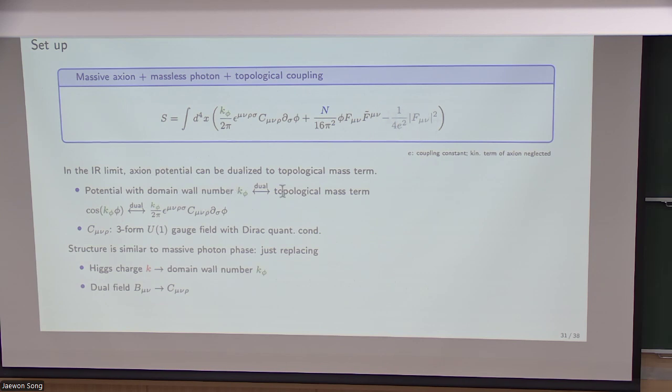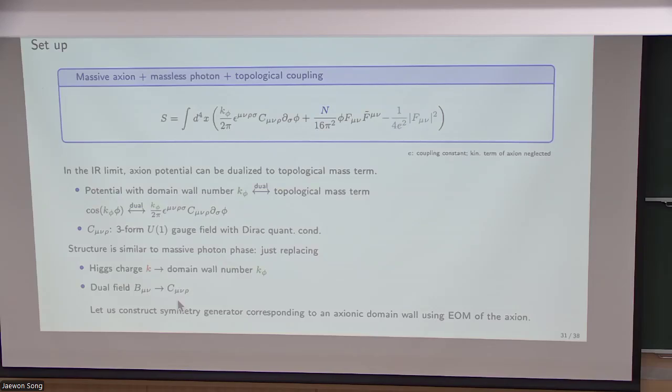In the low energy limit, the axion potential can be dualized to the topological mass term. For example, the cosine type potential with domain wall number k_phi can be dualized to the topological term with k_phi. Here we have introduced the three-form U(1) gauge field with the Dirac quantization condition. The structure is quite similar to the massive photon phase, just replacing the charge of the Higgs field with the domain wall number and the dual field B_mu nu with C_mu nu rho.